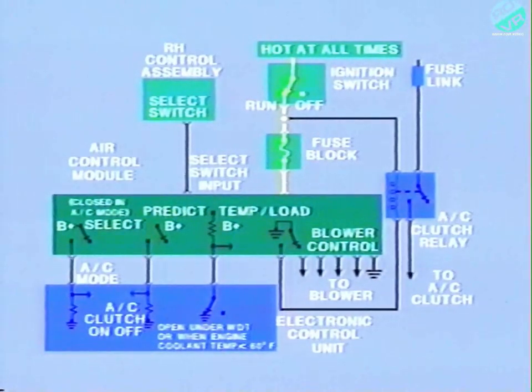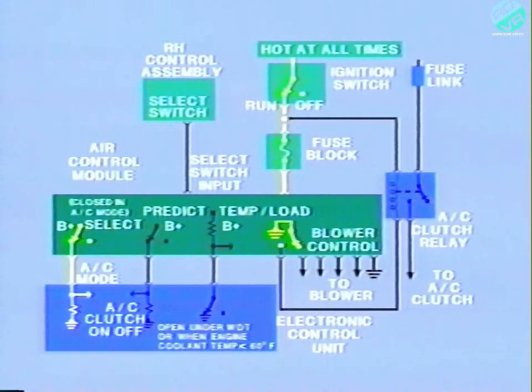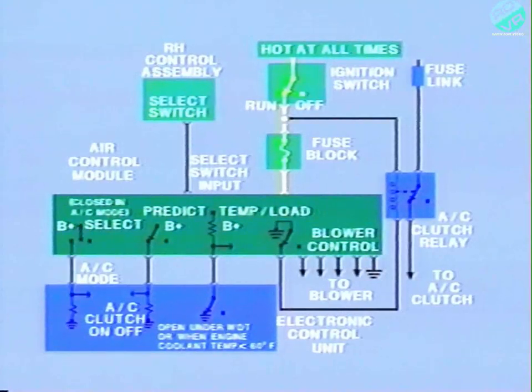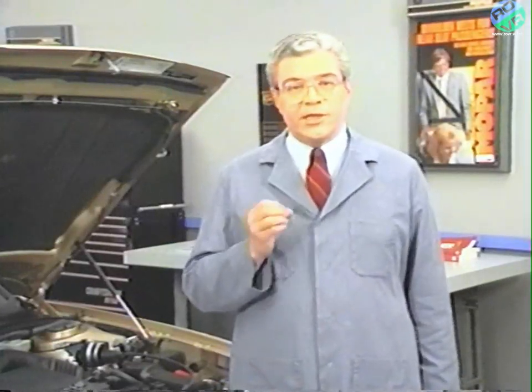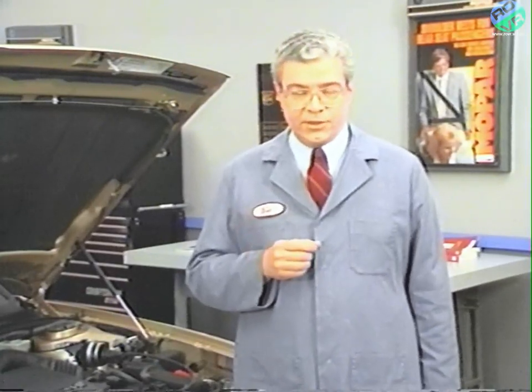Using the AC select circuit, when an AC mode has been selected, the ACM closes the select circuit, sending battery voltage to the ECU and signaling it to send load signals. Otherwise, the circuit is open, signaling the ECU to send a temperature signal. The third ACM-ECU link, the predict circuit, allows the ECU to anticipate AC compressor operation and to adjust the idle accordingly.